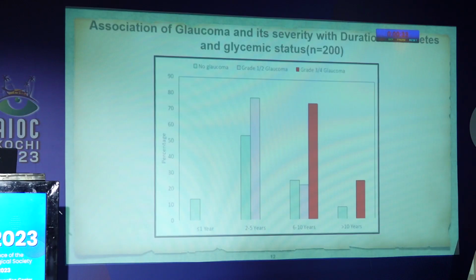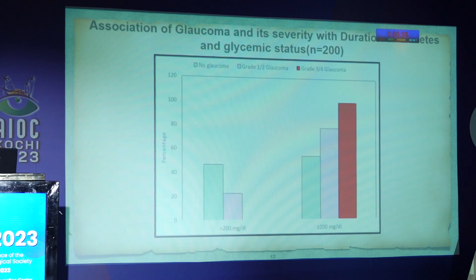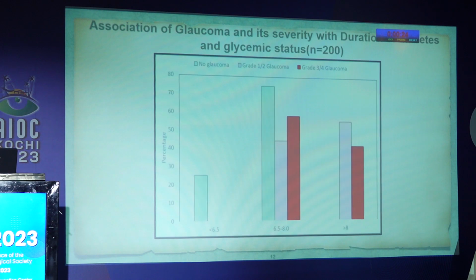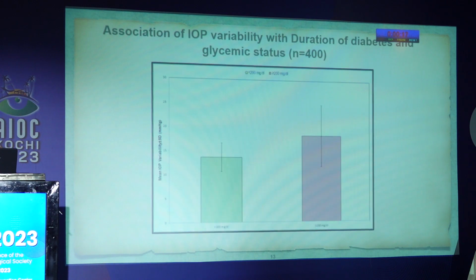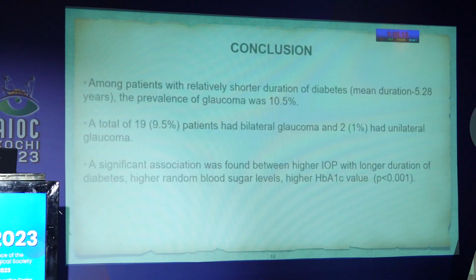Glaucoma and severity: the red bar shows the higher severity of glaucoma, and it is seen with longer duration of diabetes. The severity is seen with higher RBS levels and higher HbA1c levels. And these are the IOP variability that we studied in our study. IOP variation is seen with higher RBS levels and higher HbA1c levels.